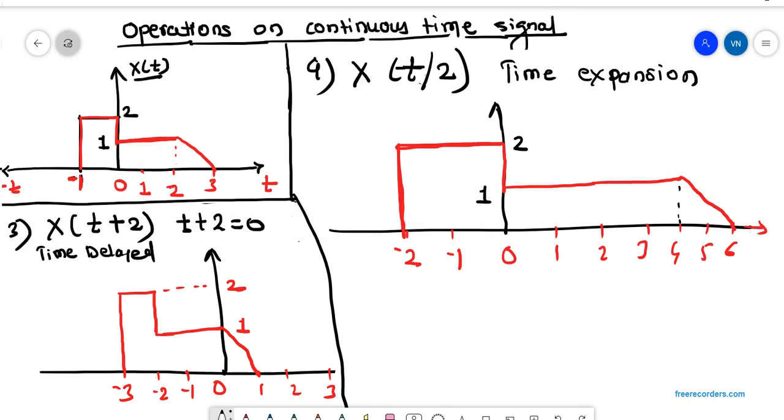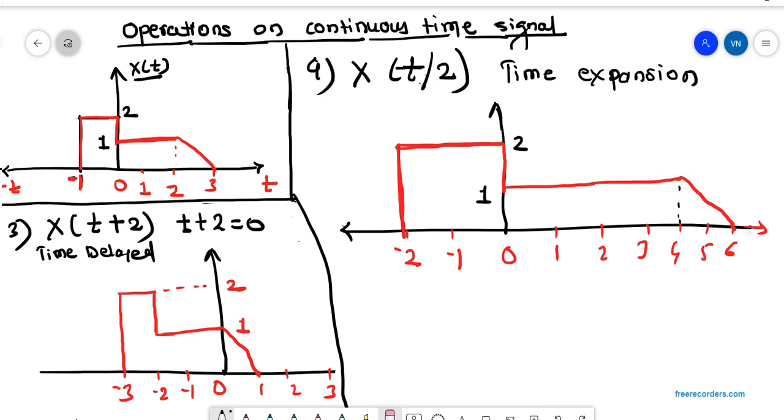Here I have taken a 2. If there is a 3, you have to multiply by 3. If there is a 4, then you have to multiply by the 4 for each and every time period. So that much time will be expanded automatically. And most importantly, we don't have to change their amplitude, because we are not doing anything with the amplitude. Whatever we are doing is obviously with the time.